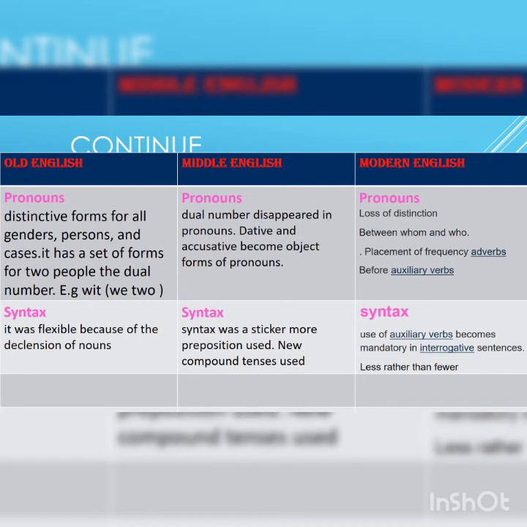Now let me discuss the syntax of these three English periods. Syntax is a set of rules, principles and processes that govern the structure of sentences in a language. The syntax of Old English was flexible because of the declension of nouns, whereas in Middle English syntax was stricter, more prepositions were used, and new compound tenses were used. And in Modern English, the use of auxiliary verbs became mandatory in interrogative sentences. Less rather than fewer is used for countable nouns.